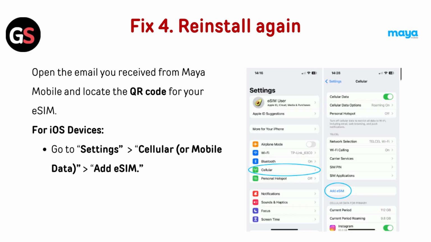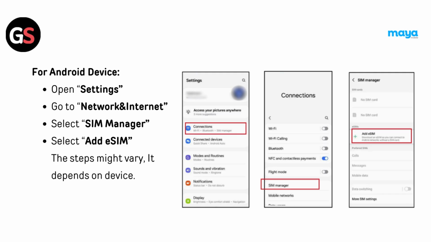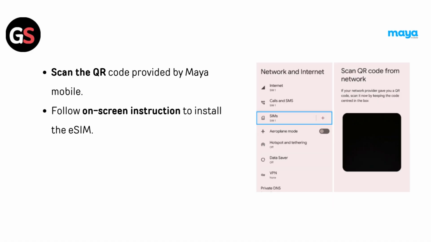Fix 4. Reinstall again. Open the email you received from Maya Mobile and locate the QR code for your eSIM. For iOS devices, go to Settings, then Cellular or Mobile Data, then tap on Add eSIM. Click Use QR Code, scan the code provided by Maya Mobile, and follow the on-screen instructions to complete the process. For Android devices, open Settings, go to Network and Internet, select SIM Manager, select Add eSIM. The steps might vary, depending on the device. Scan the QR code provided by Maya Mobile and follow the on-screen instructions to install the eSIM.